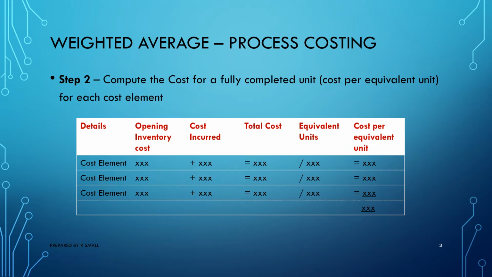With the average cost method, you have to look at the cost of the opening inventory for each cost element, and to that you must add the cost incurred. That will give you the total cost for the particular cost element, and then you divide it by the equivalent units, and that will give you your cost per equivalent unit for the particular cost element. Again, you will add all of the cost per equivalent unit for each cost element, which will give you your total cost per equivalent unit.